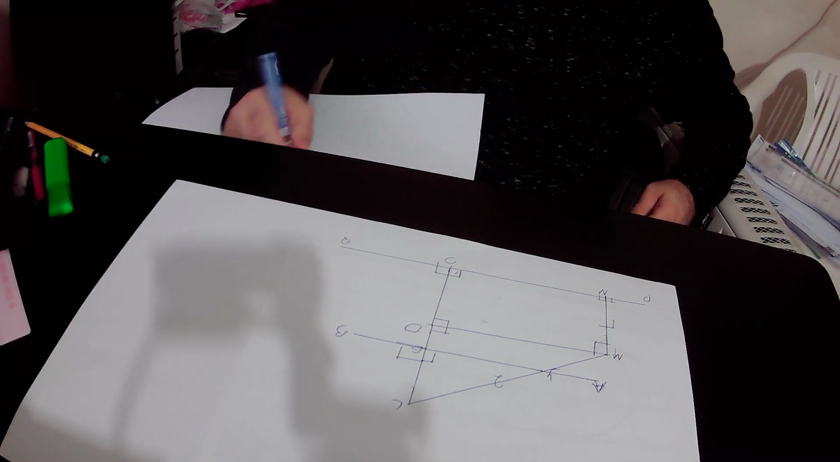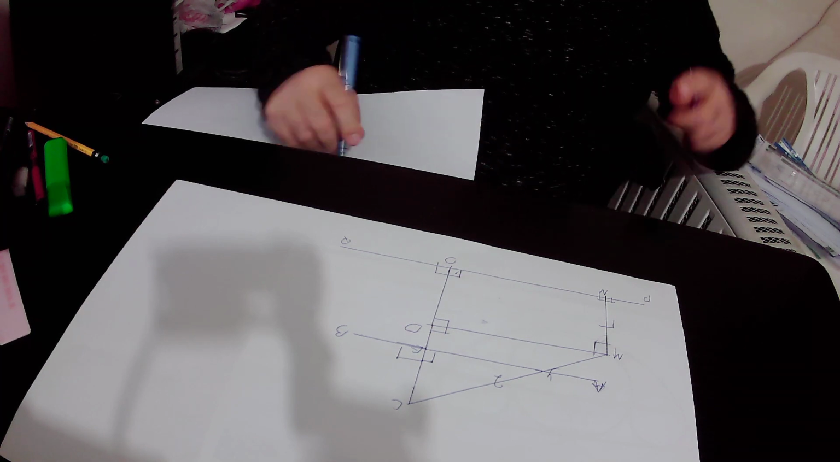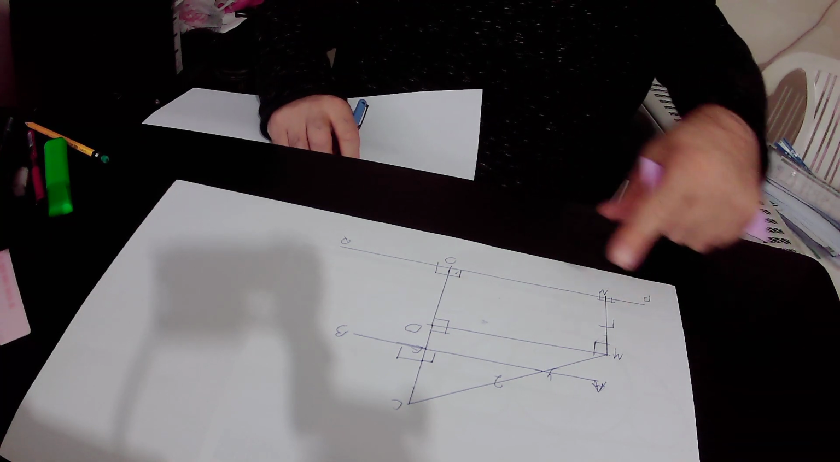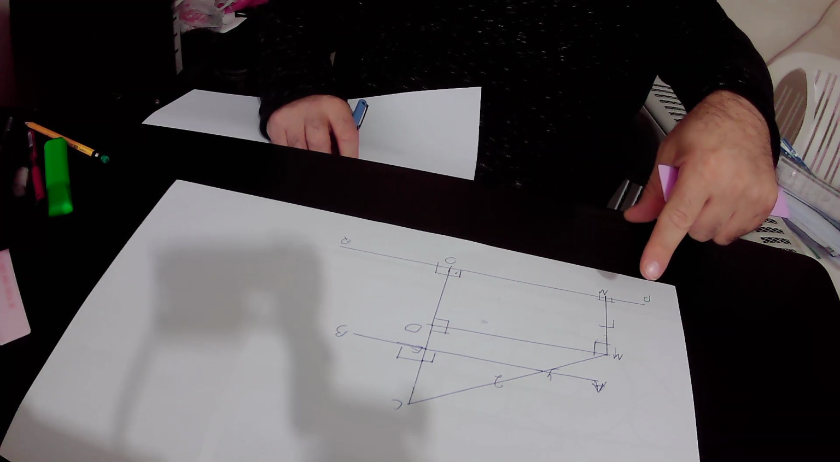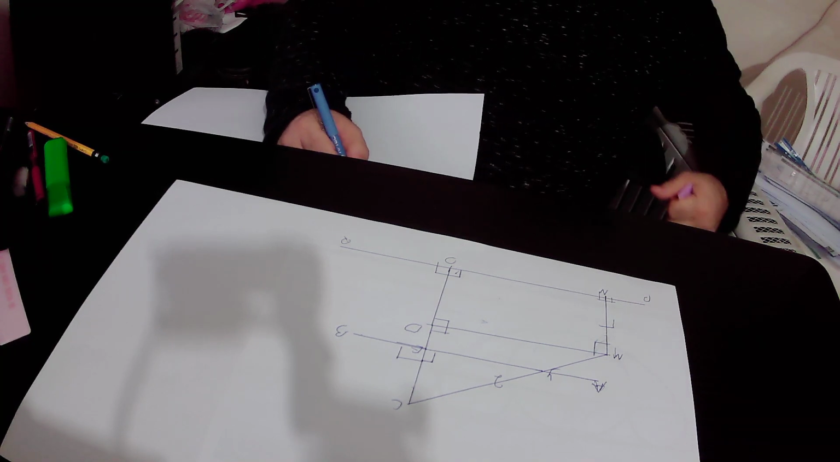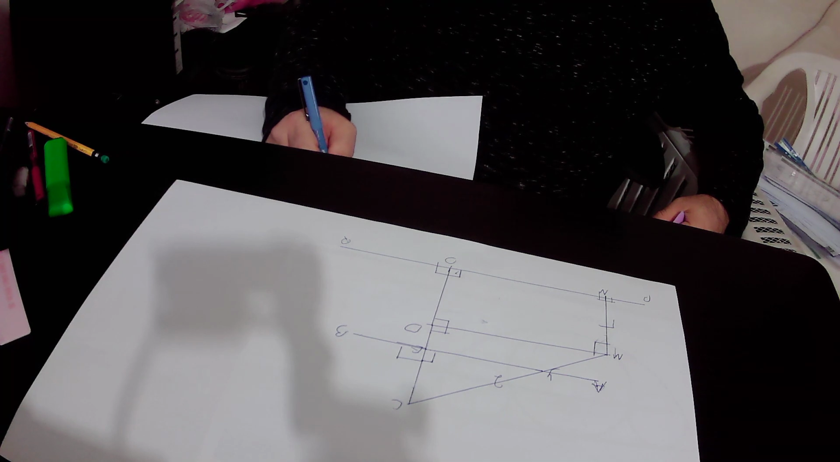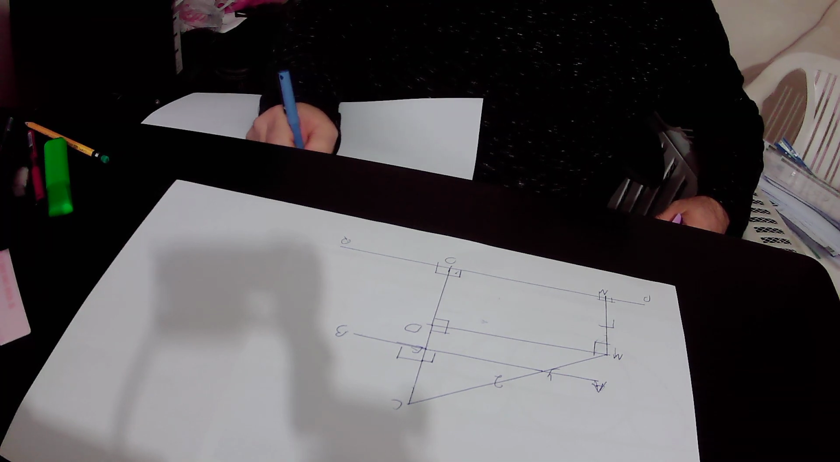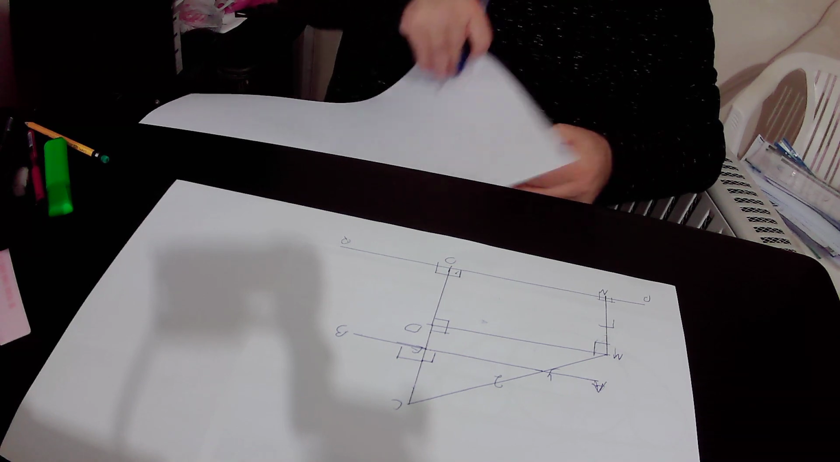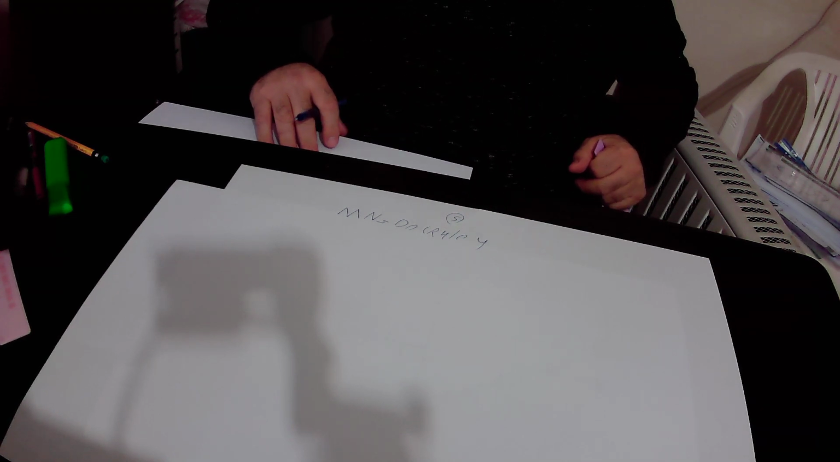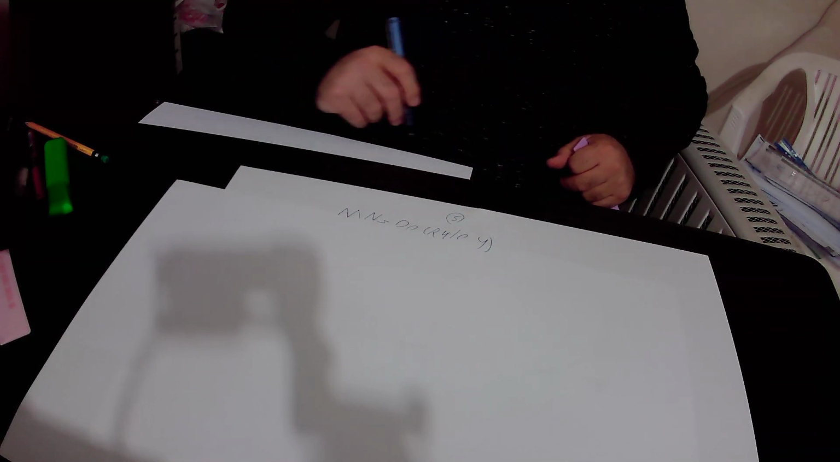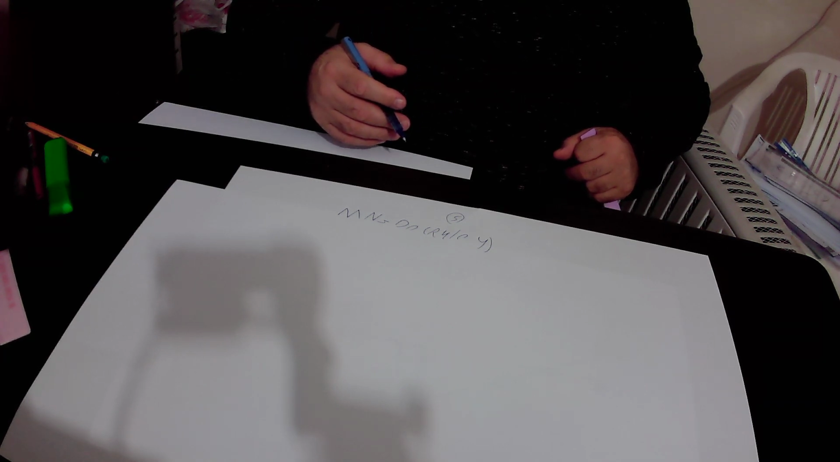Okay? Because Mn is opposite to DO, therefore according to rule number 4, that the opposite sides of a rectangle are equal to each other, Mn equals DO. I'll repeat again. Mn equals DO according to rule number 4, that the opposite sides in a rectangle are equal to each other.